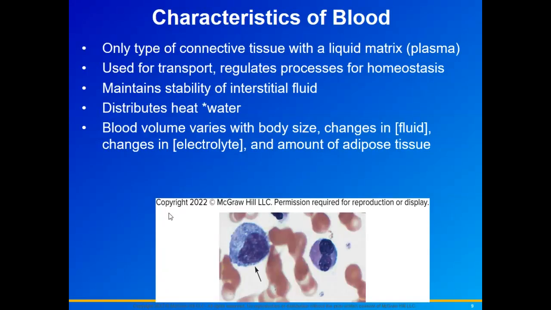Thinking back to water, another important characteristic of that was the heat of vaporization, which also helps with temperature regulation of the body, but that's less to do with the actual blood. That's more with water. All right, so blood's really important.